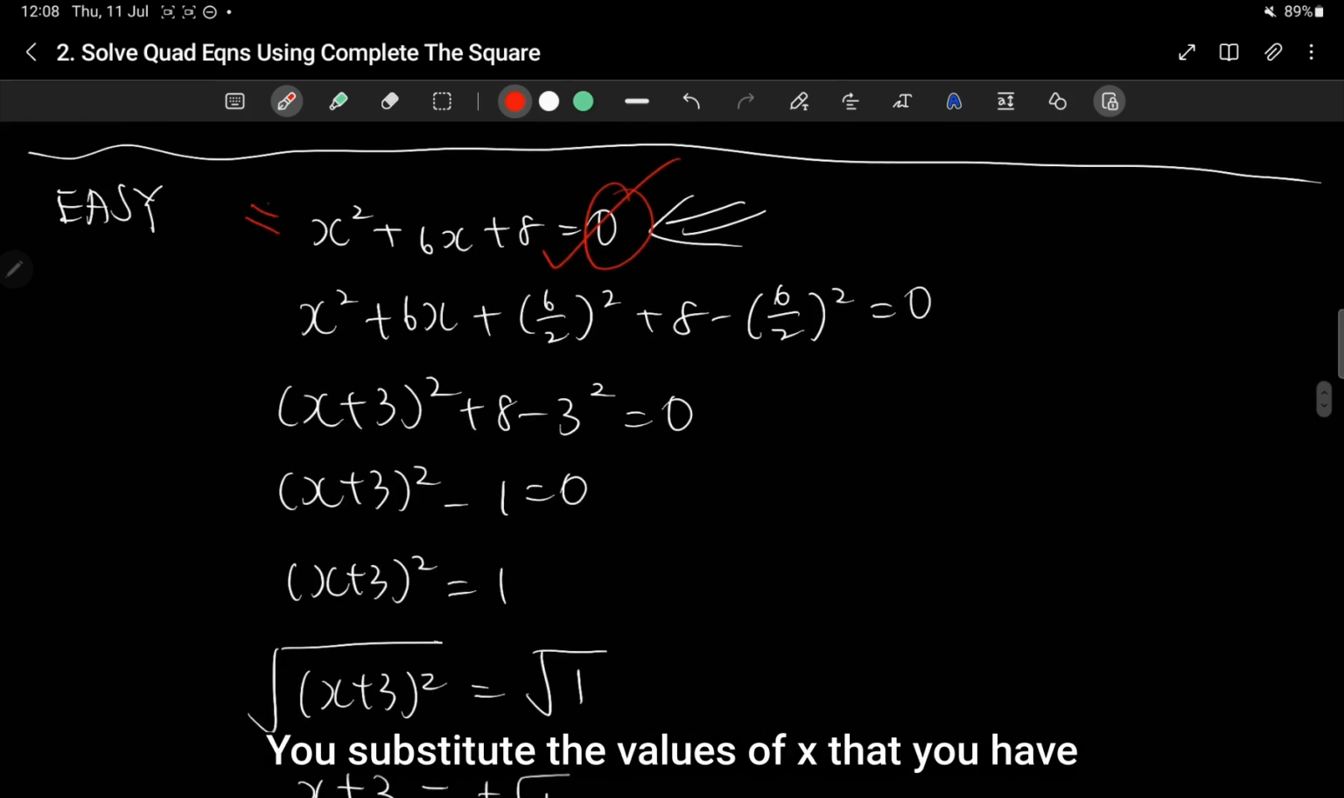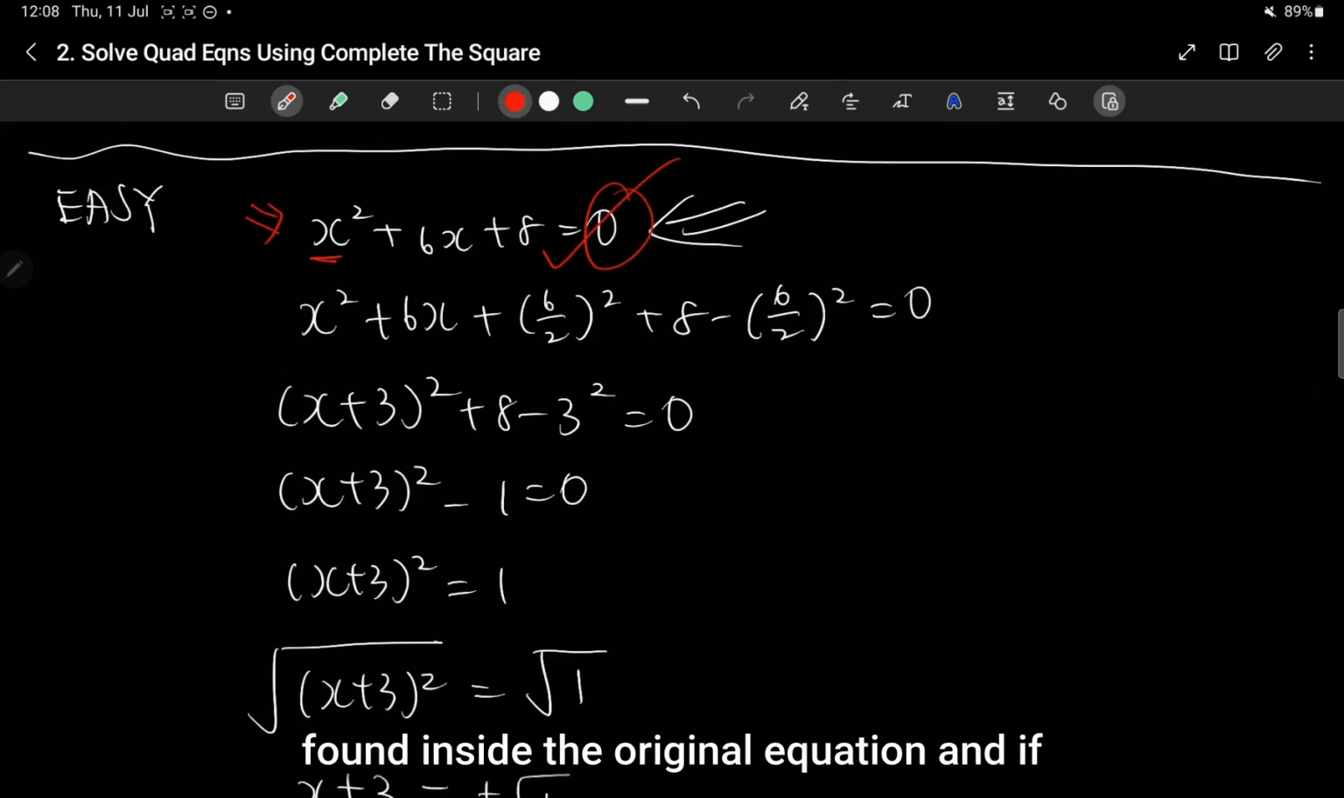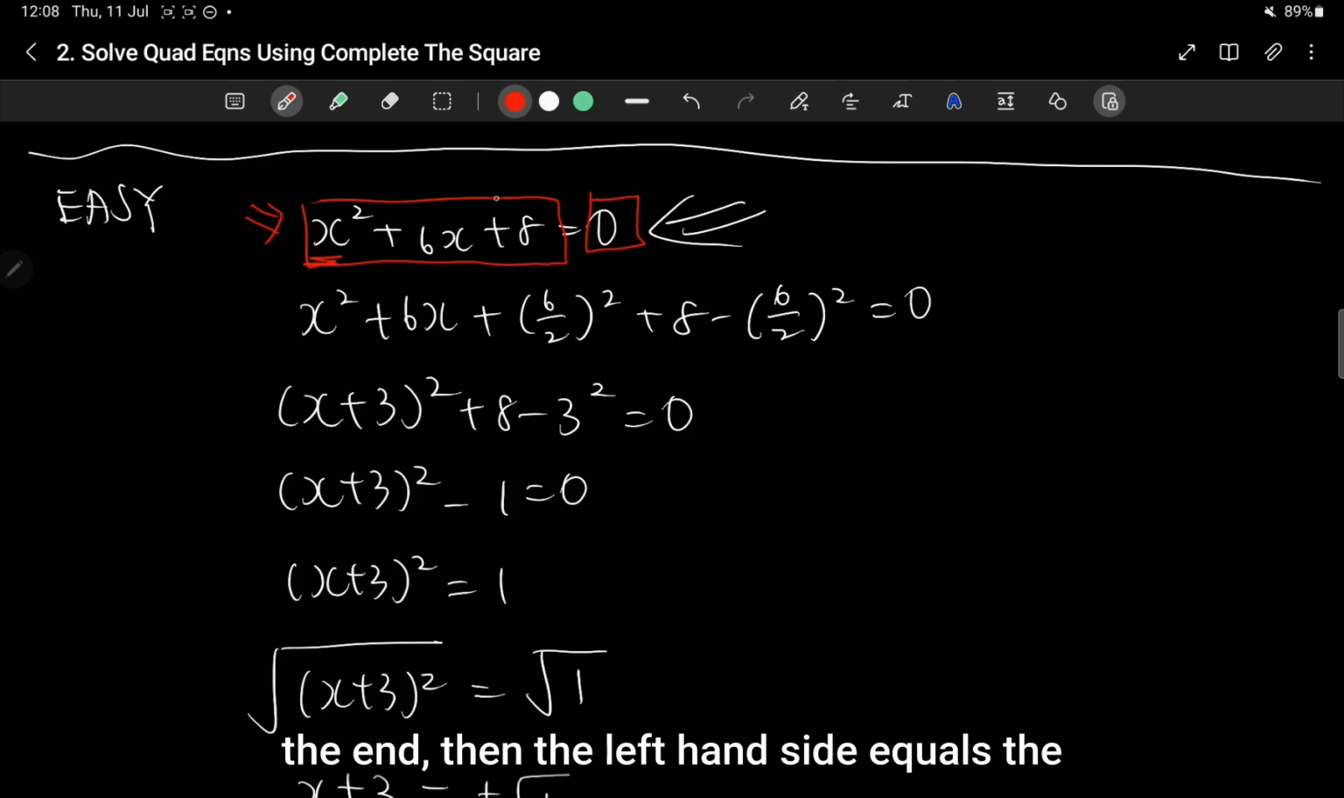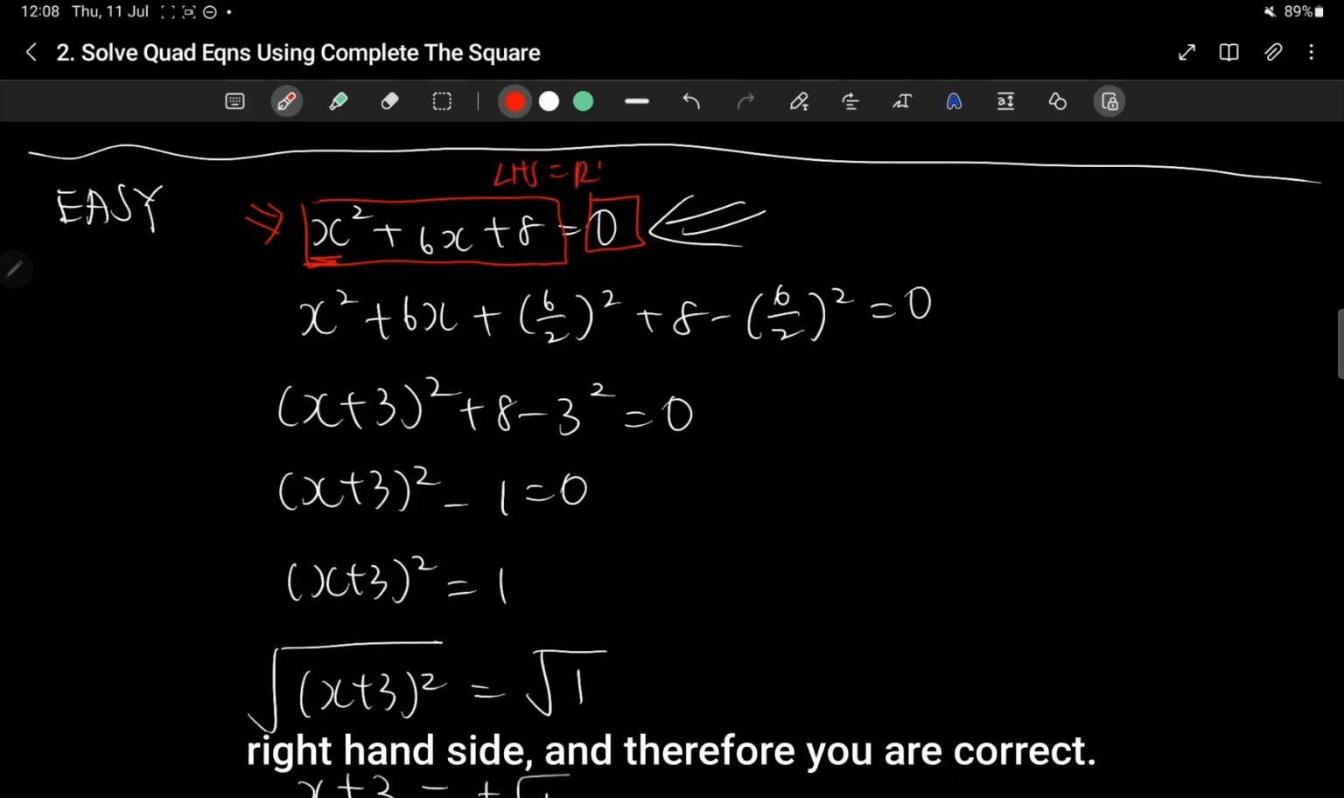You substitute the values of x that you have found inside the original equation, and if whatever value of x you substitute inside here matches the value that you get out at the end, then the left hand side equals the right hand side, and therefore you are correct.